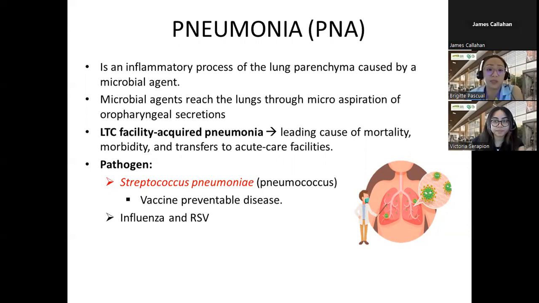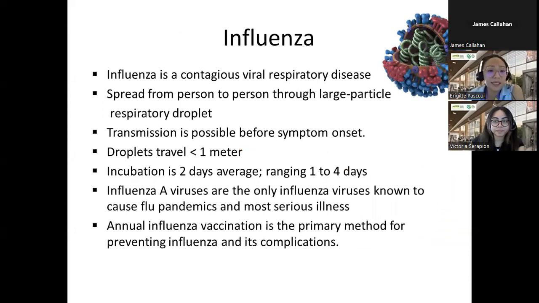Long-term care facility residents who do acquire pneumonia may be at greater risk for functional decline, delirium, and pressure injuries when hospitalized. Common pathogens for pneumonia are as follows: Streptococcus pneumoniae, or pneumococcus, remains a leading infectious cause of serious illnesses, including pneumonia among older adults in the US, and it is a vaccine-preventable disease. And the most common viral causes are influenza, which is also vaccine-preventable, and respiratory syncytial virus, or RSV.